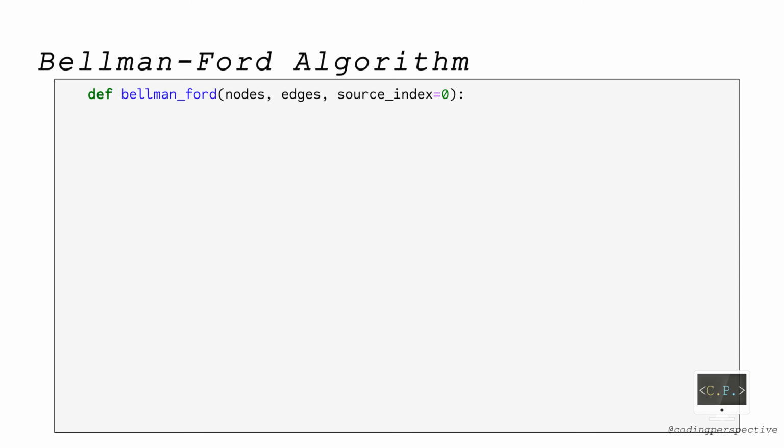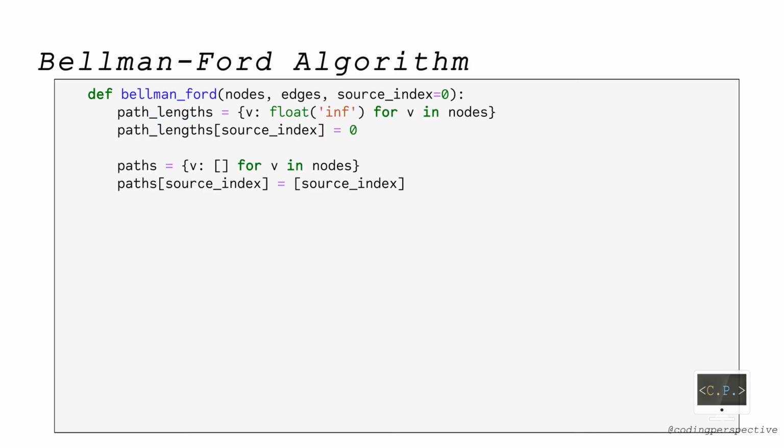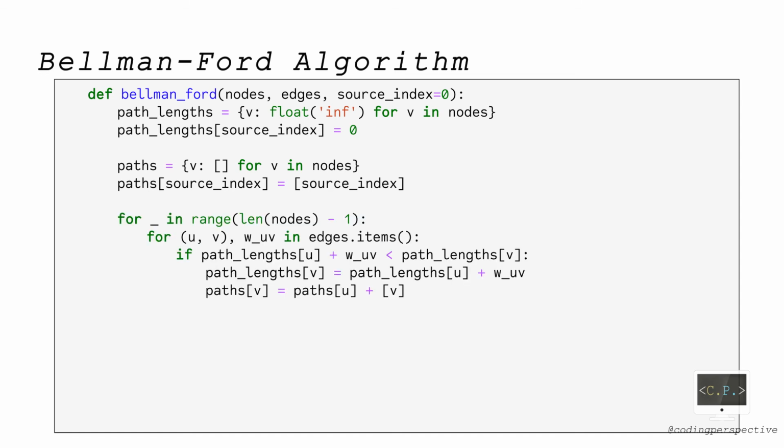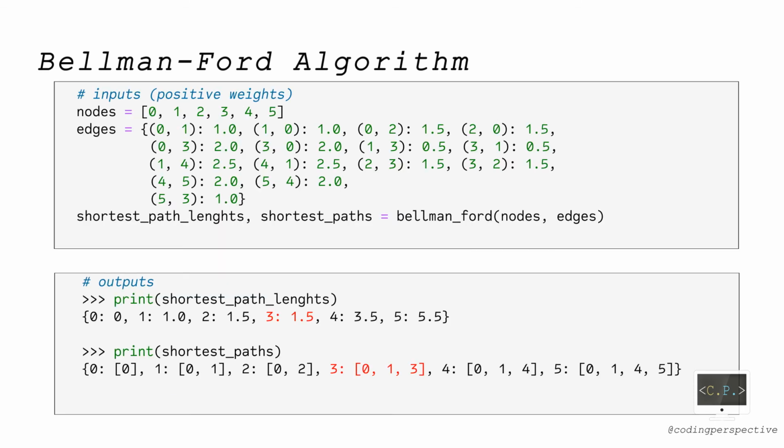Let's code this function in Python. The inputs and outputs are the same as in the Dijkstra function. Also, as in the Dijkstra function, we initialize path lengths and paths. Then, we iterate each edge n-1 times and update the current path if we find a shorter one. As we did before, we can return both the paths and their lengths. Let's run this function for our directed graph. When the weights are positive, we obtain the expected result. 0, 1, 3 is the shortest path with length of 1.5. When there is one negative weight, the shortest path is 0, 1, 4, 5 and 3 with length of 1. So it looks like it works fine.